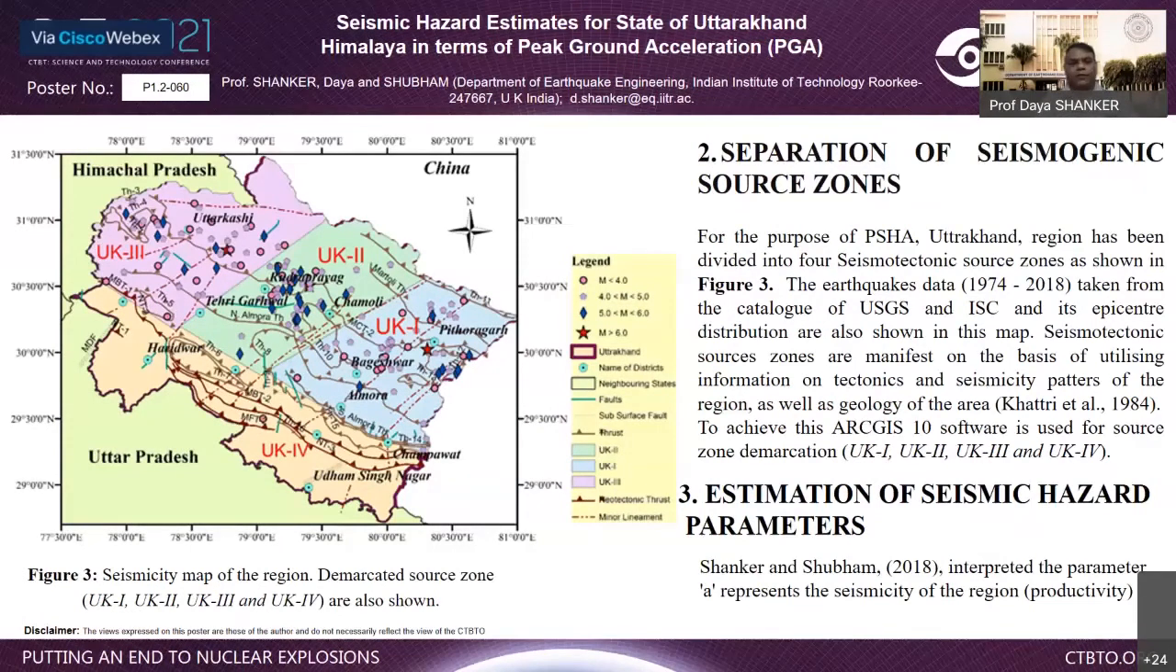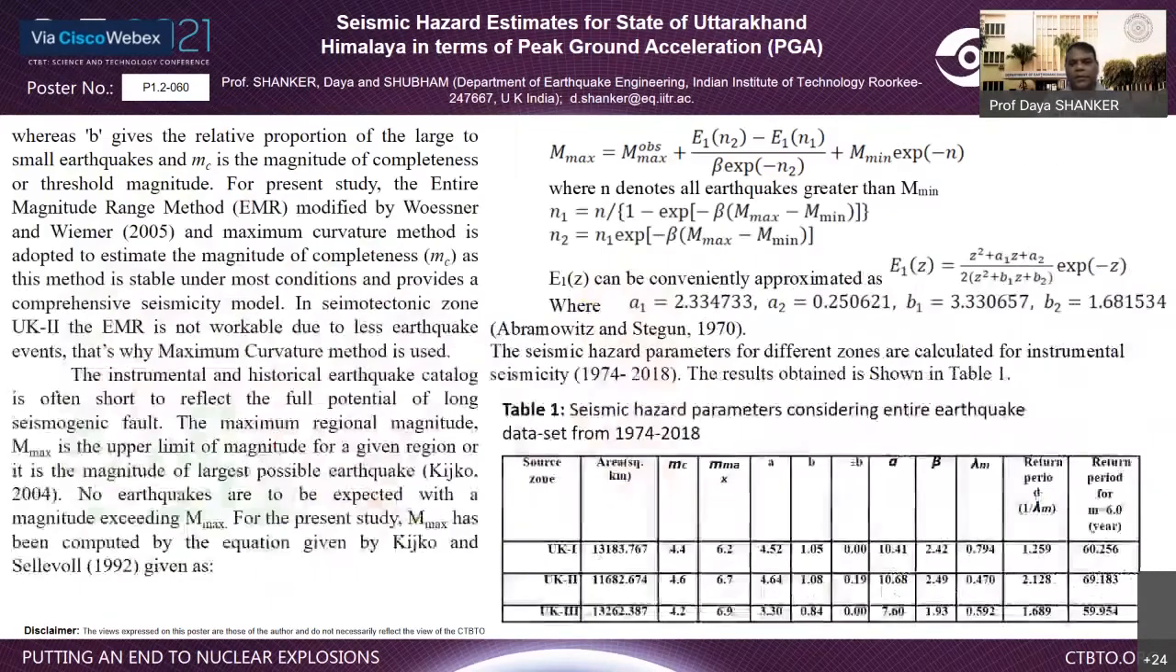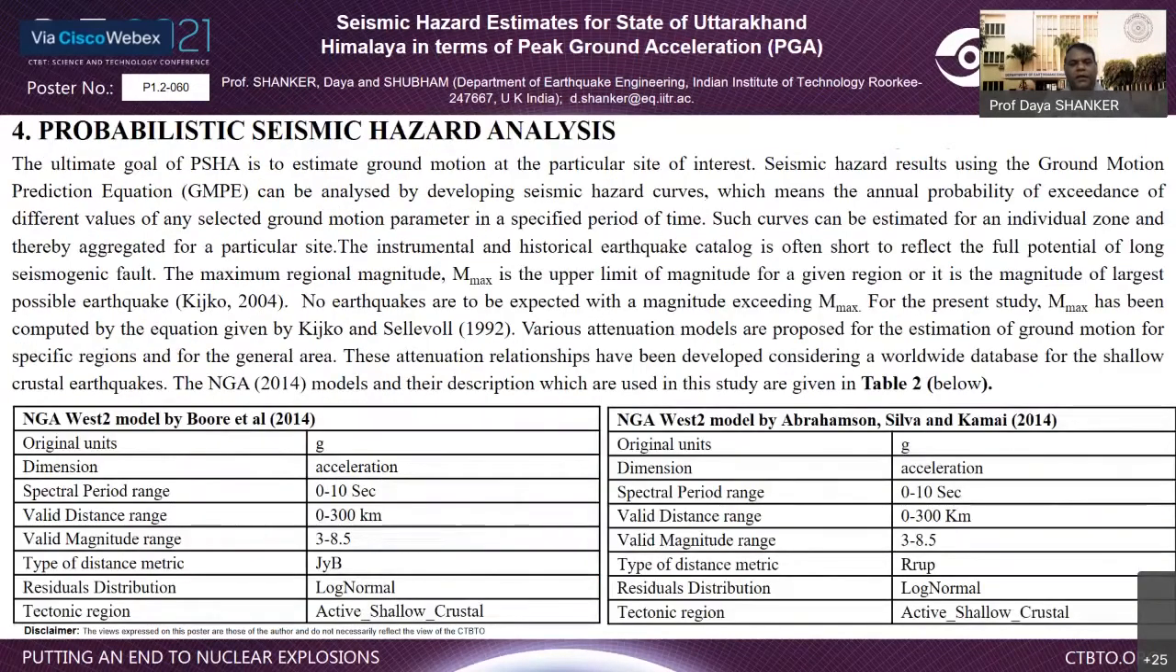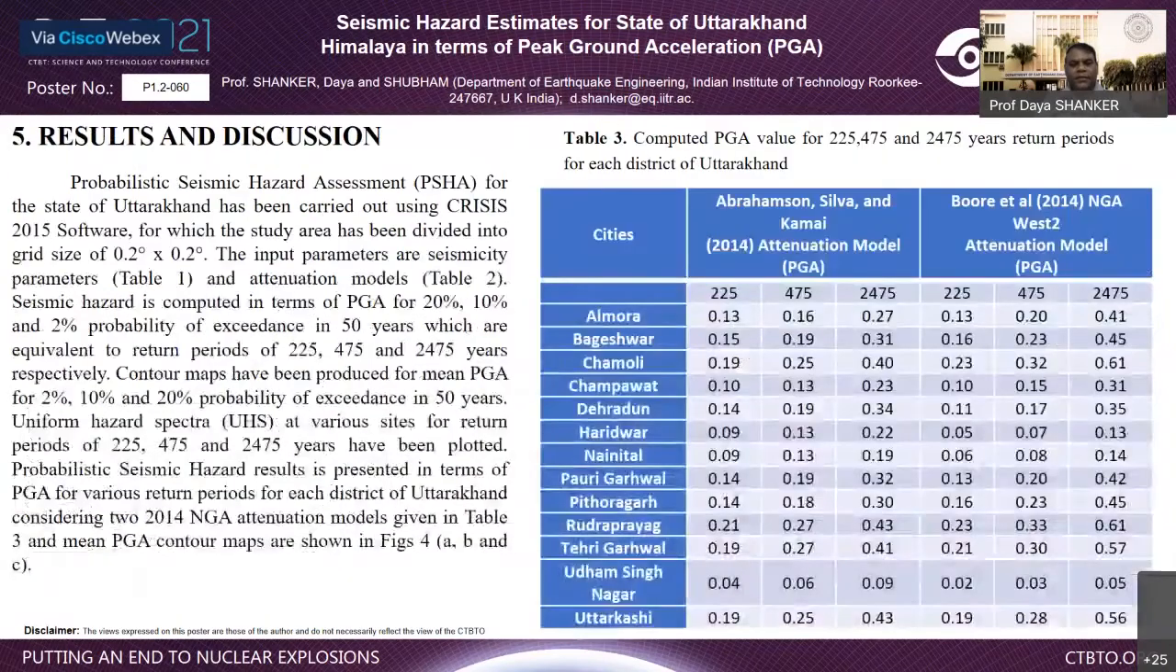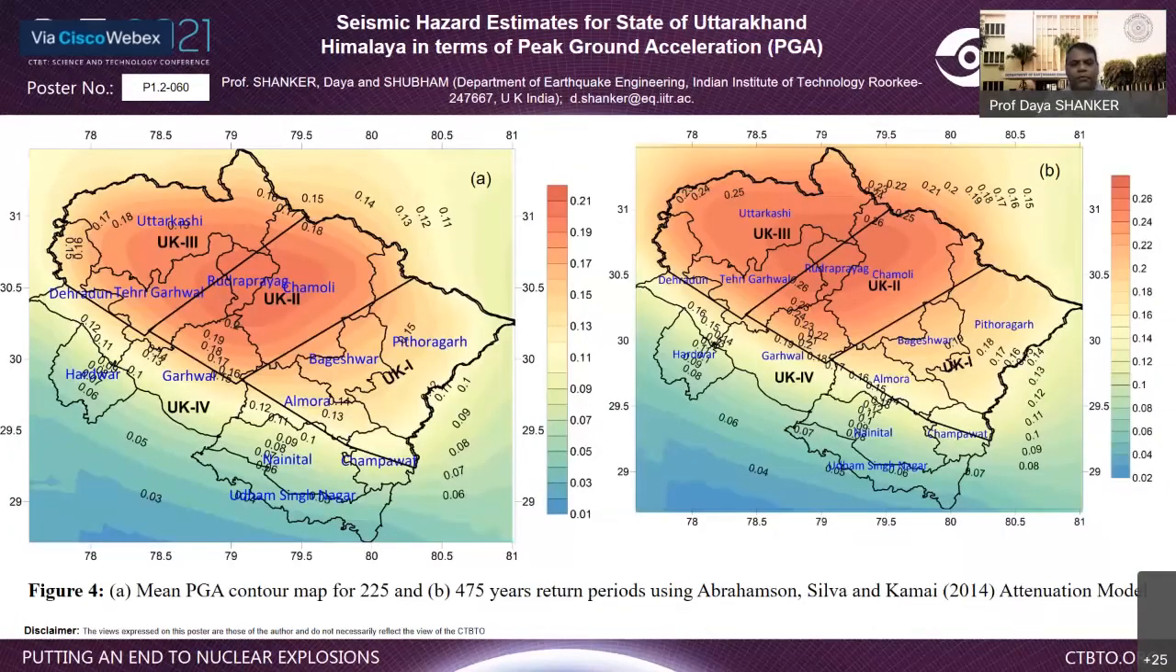So the peak ground acceleration in terms of input parameters, that is return period, maximum magnitude, a and b values were calculated, and these inputs were put into the CRISIS software, and the peak ground acceleration in different return periods of 225, 475, and 2475 years has been calculated, and the peak ground hazard maps were prepared for the region.